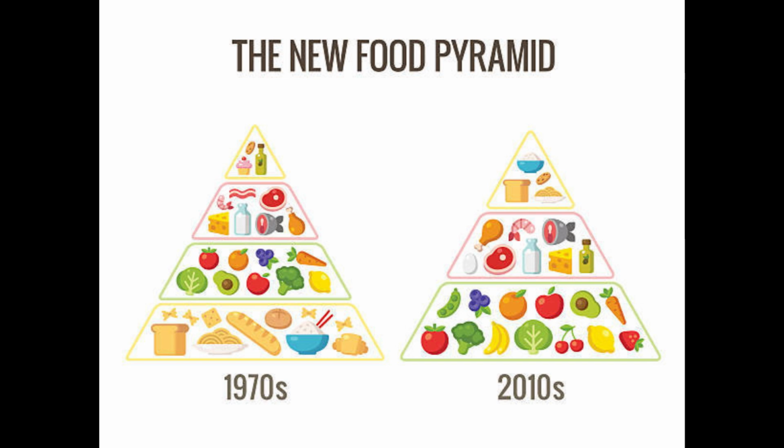Then meat is in the second layer in both the 1970s and 2010s. Fruits are in the bottom layer in the 2010s. In conclusion, the picture compares food pyramids in different decades.